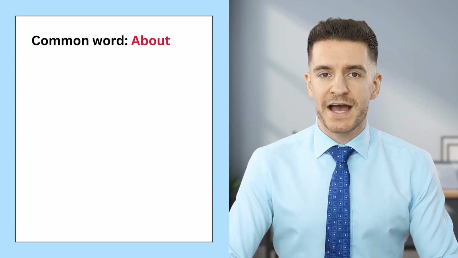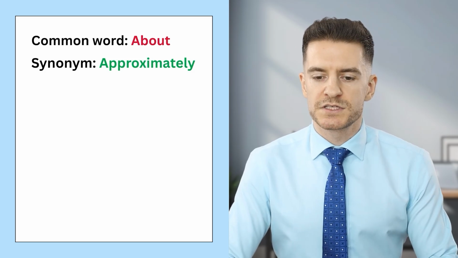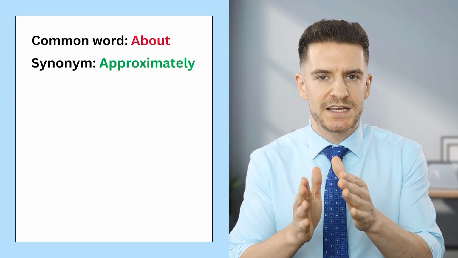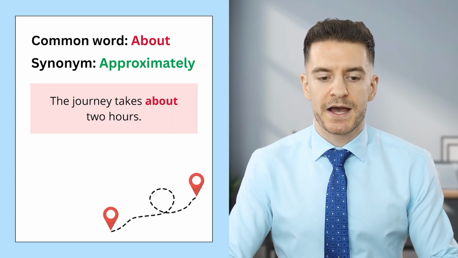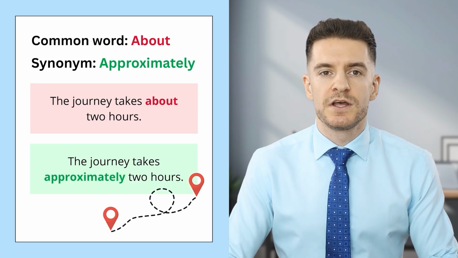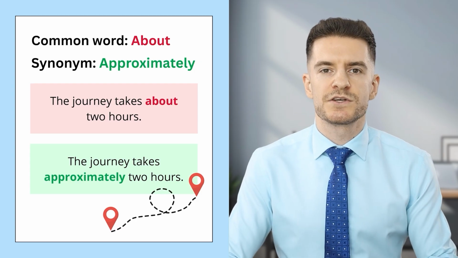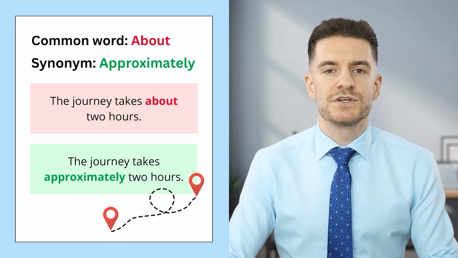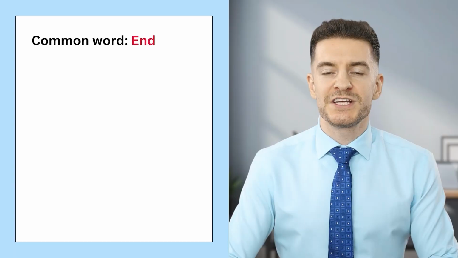Let's talk about word number 23 now, which is about. So an alternative for about means approximately, and approximately means close to a particular amount, but not exactly. For example, the journey takes about 2 hours. Well, instead of saying about 2 hours, we could say the journey takes approximately 2 hours. So this is a great word for writing task 1 when you're describing data, but you're not sure about the exact number.